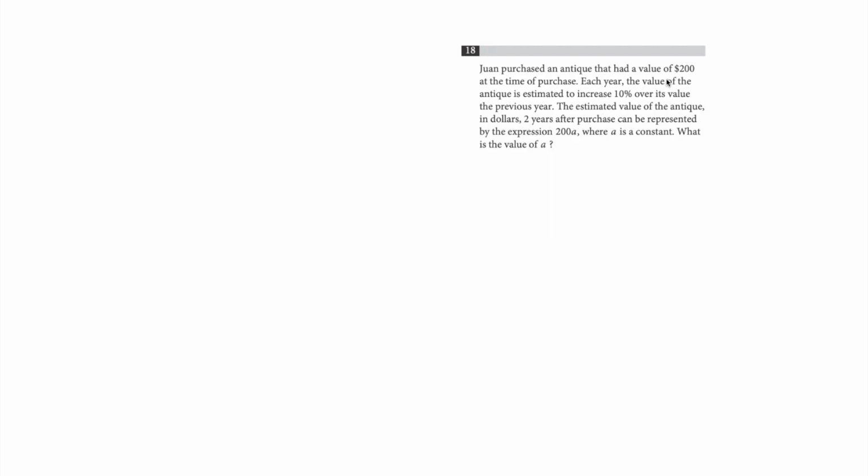So in question 18, they say the value is 200. And each year, the value increases 10%. So we can write it like 200 multiplied by, it is 100% itself. If you increase 10%, that will be 110%. So it means multiply by 1.1 every year for 2 years. It will be its square. They say the value 2 years after the purchase can be represented by the expression 200a. If it is equal to 200 multiplied by a, where a is a constant, what's the value of a? We can divide both sides by 200. We get a is equal to 1.1 squared. It is 1.21.